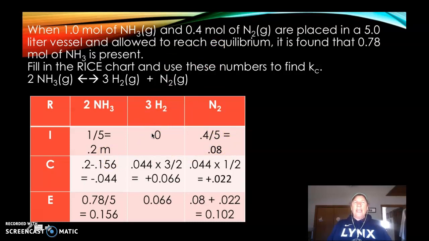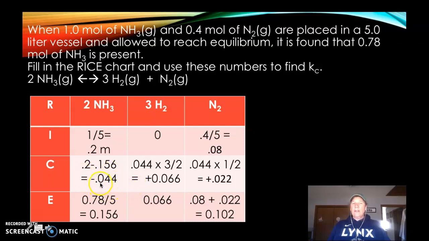Okay, so my change here, it says, is found to be 0.78 moles of NH3 present. So again, 0.78, that's what it says it has. That's the moles. I have to divide by my volume, 5. So this is my amount. For my change, I take the amount that I have, 0.2, 0.155. So what I know is what it's at equilibrium and what it is initially. I subtract it and I get 0.44.